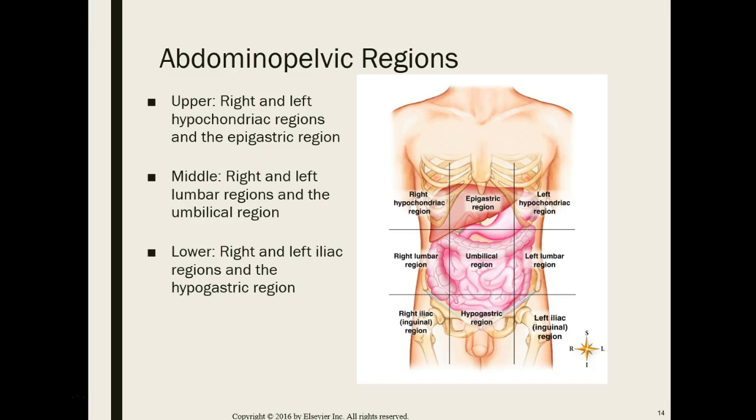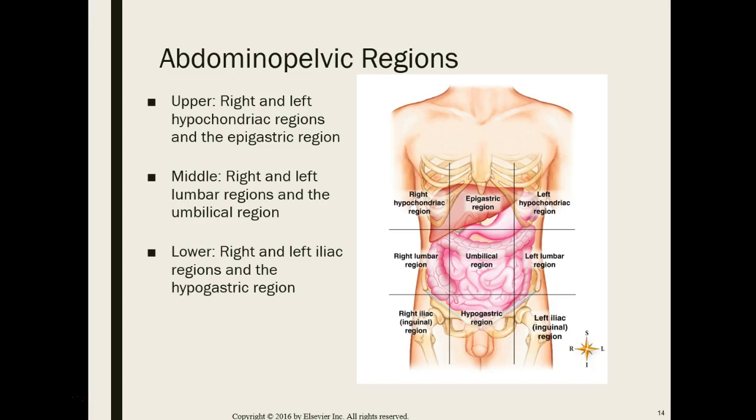The middle area is going to be the right lumbar region, umbilical region, and the left lumbar region. And then the lower area is that right iliac region, hypogastric region, and the left iliac region. So if we look at the terms here, it's helpful to decide which location each is referring to.